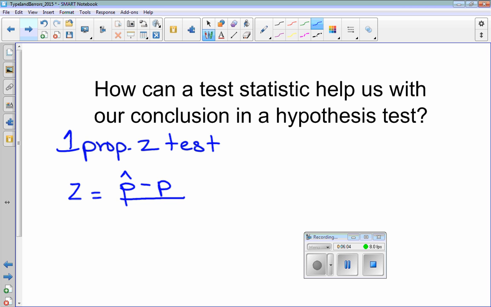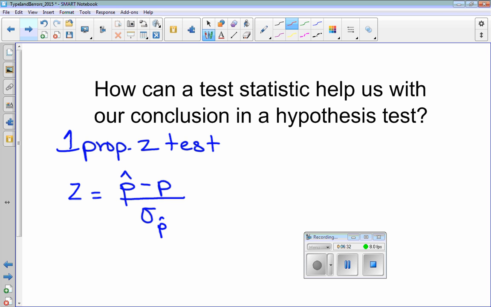Not over n, but over the standard deviation of p hat. So it's your statistic minus your parameter, over the standard deviation of that statistic. A lot of you had the numerator backwards, FYI. So let's look at one of the problems you did for homework. Let's look at 13. Look at your 13 homework problem.